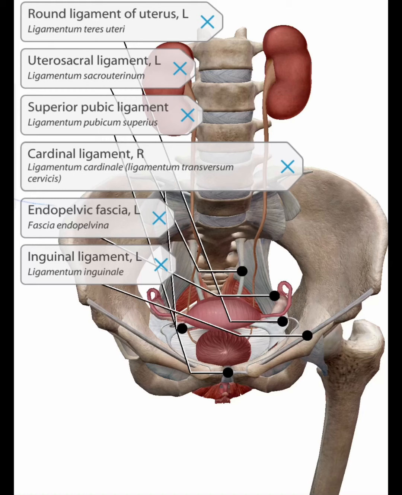So the pubic vesicle ligament is a ligament that extends from the neck of the bladder and inferior to the pubic bone. It's divided into two branches. The lateral pubic vesicle ligament is the medial of the pubic vesicle ligament. And you can see that in here.